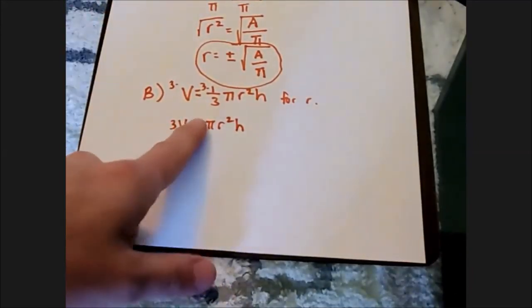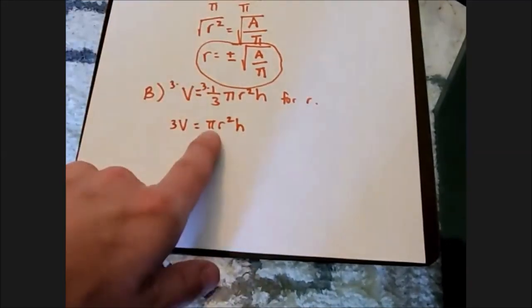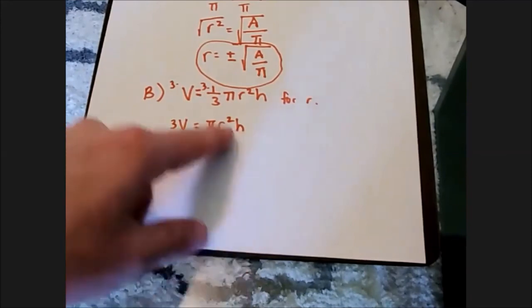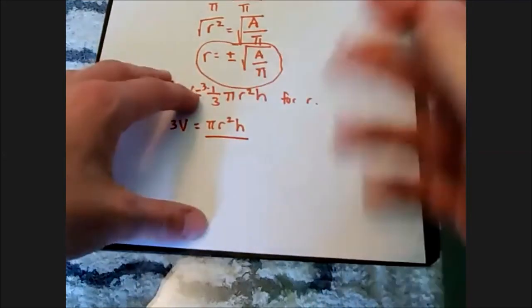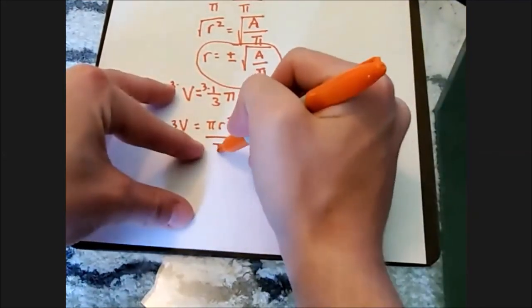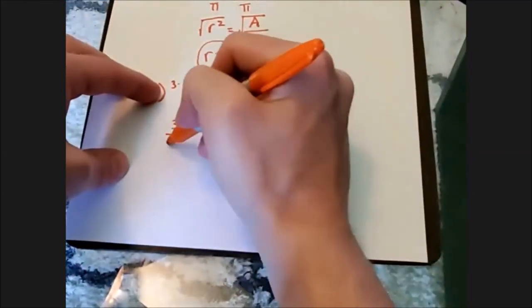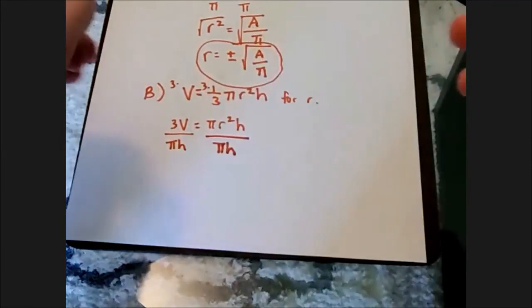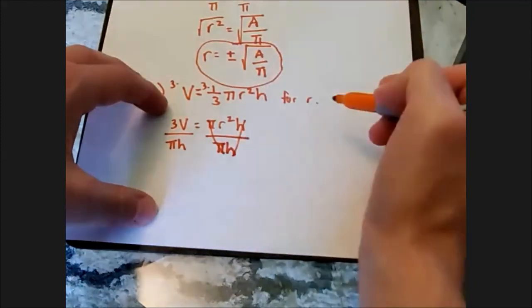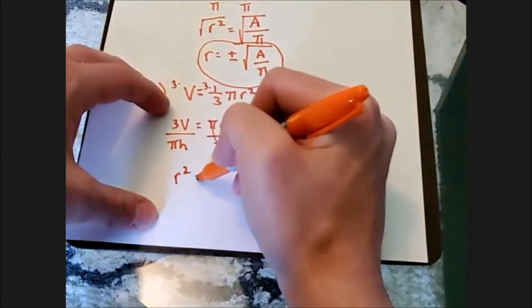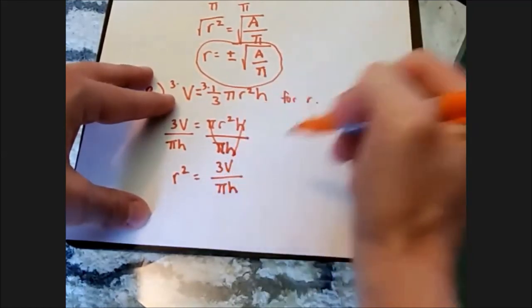Step 2 is to move basically everything else. You want to get the r squared by itself, like I said before. So I need to move the pi and the h. And since pi and h are being multiplied to the r squared, I'm going to move it by dividing. And in fact, I can just do that together. There's no reason I need to do that separately. So I'm going to divide both sides by both pi and h at the same time, since they're all being multiplied at the same time. So cancel, cancel. Those are now gone. I'm left with r squared, and that's equal to 3v over pi h.